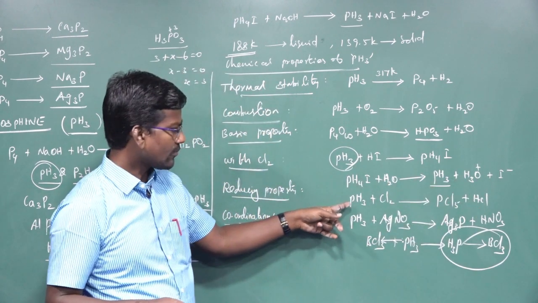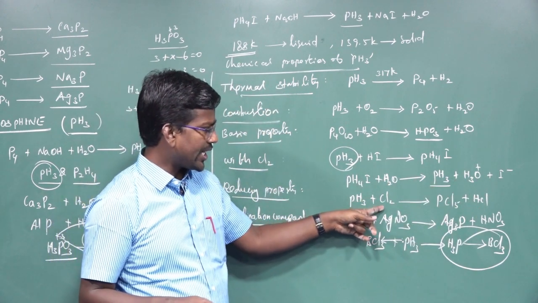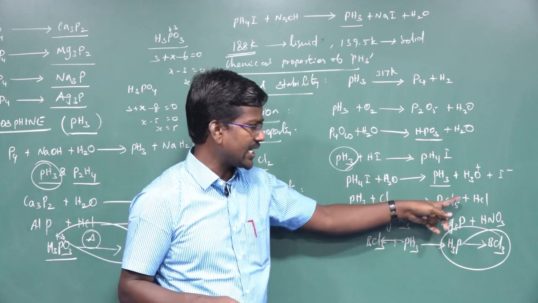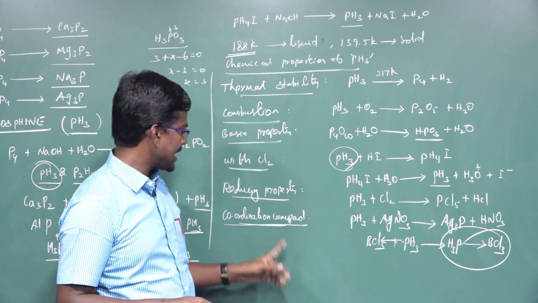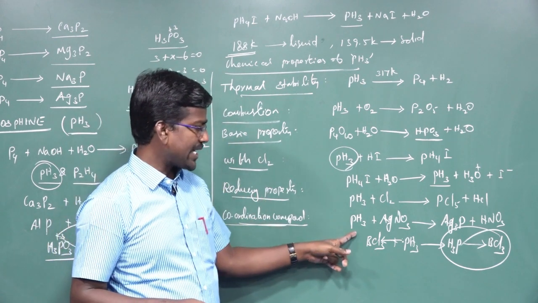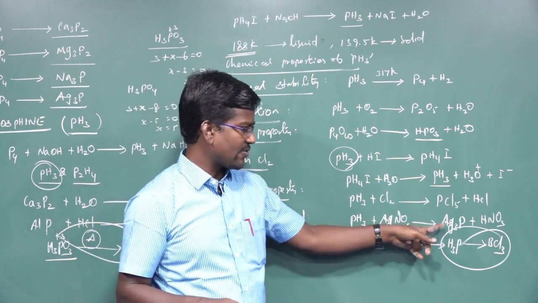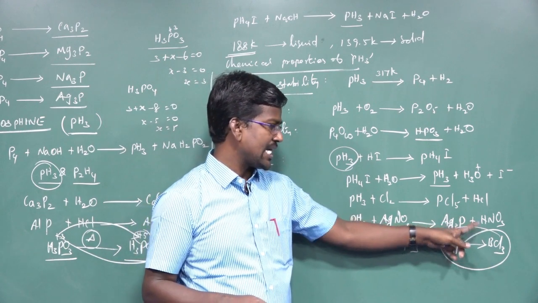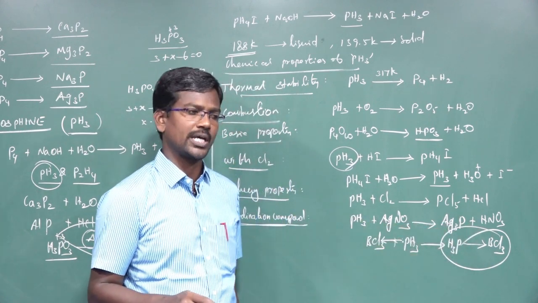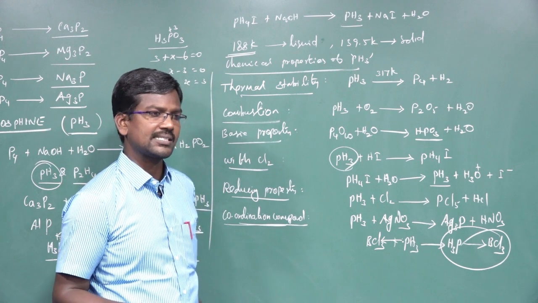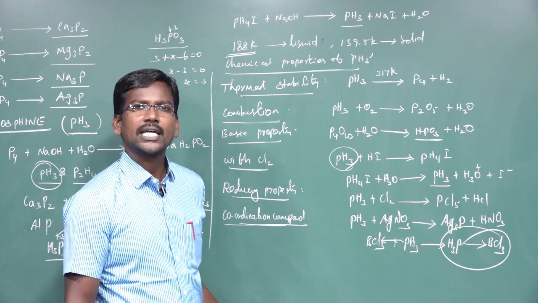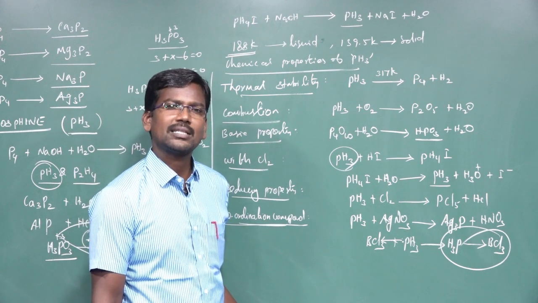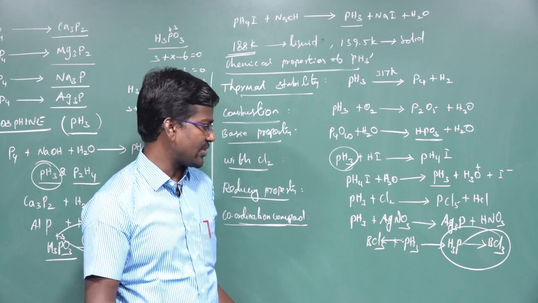Next one, phosphine reacts with chlorine to form phosphorus pentachloride and hydrogen chloride. Phosphorus pentachloride is an important compound. Next one, reducing property. Phosphine reacts with silver nitrate to form silver phosphide and nitric acid. This reaction is not a reducing property. Next class I will explain the reducing property of phosphine, with phosphorus acid, hypophosphorus acid, then tetraphosphoric acid. Next class I will explain.